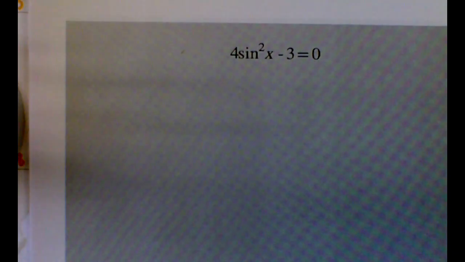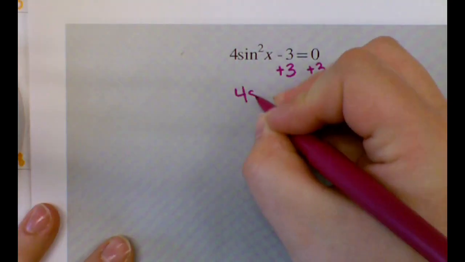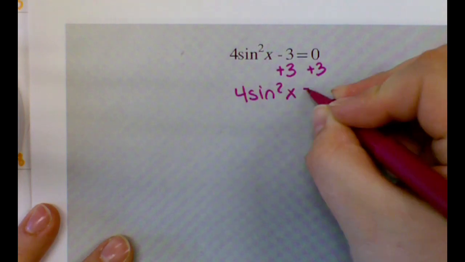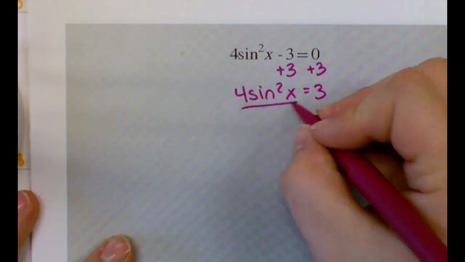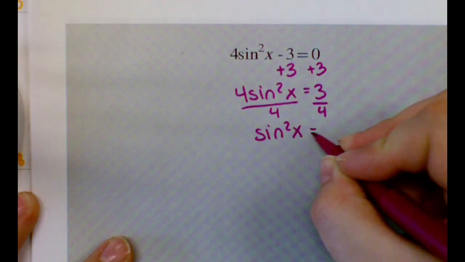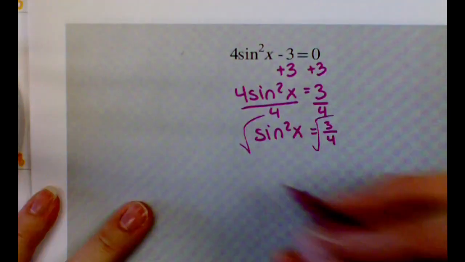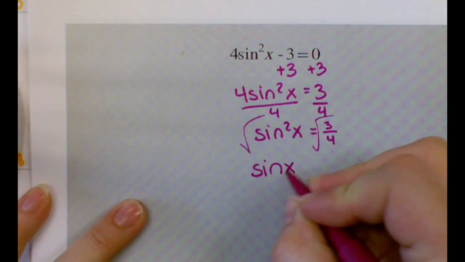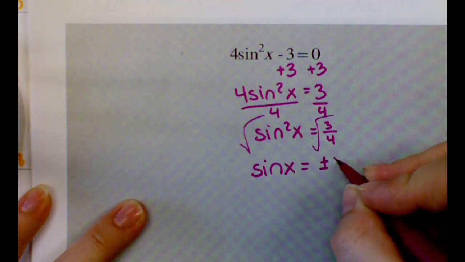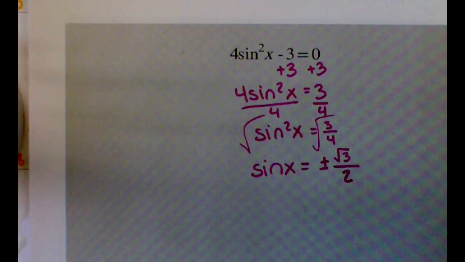All right, next problem, very, very similar. Get the sine alone. So I add 3. I have 4 sine squared of x equals 3. I'll divide by 4. Sine squared of x equals 3/4. To undo a square, I square root. So the sine of x equals plus or minus square root of 3 over the square root of 4 is 2. So I'll look for anywhere that the sine of x is square root 3 over 2.